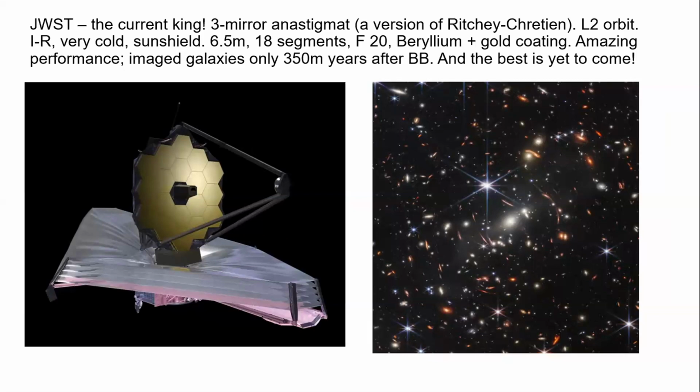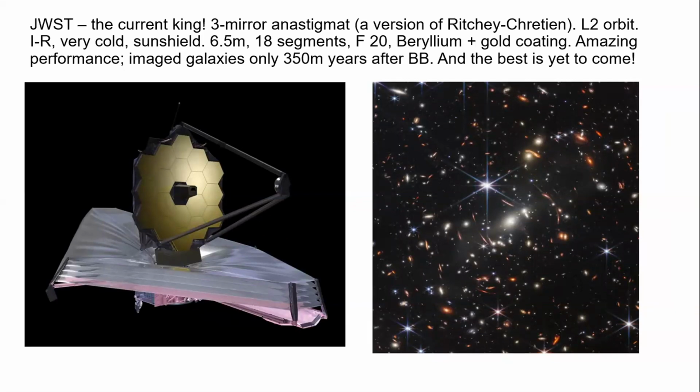It's the current king of telescopes. It's a 3-mirror anastigmat. Anastigmat means no astigmatism. So as well as having all the other advantages of a mirror, there's 0 astigmatism. And it's a version of the Ritchie-Chrétien design. It gets so complicated now in terms of describing the optical surfaces that I'm not going to even attempt it.